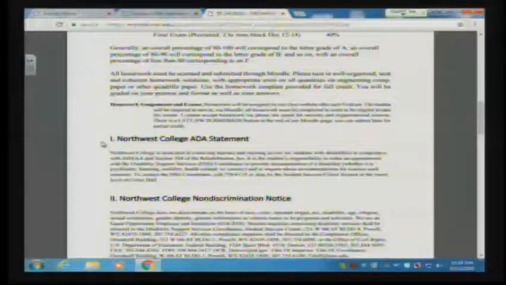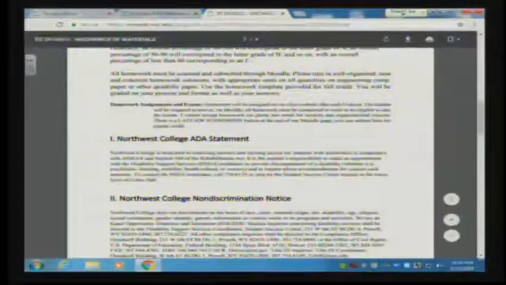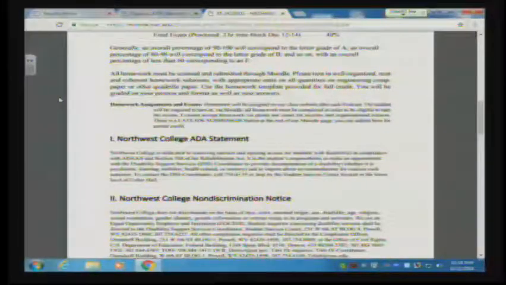So that would work. Like I said, please turn in well-organized, neat, and coherent homework solutions, because I know you all will, with appropriate units on quantities, on engineering comp paper or other quadrille paper. So I did not bring, did anybody bring engineering paper with them today? Okay, so I'll show you an example of what it looks like, but I don't want you to turn in your homework on pages ripped out of a spiral-bound notebook or something like that.